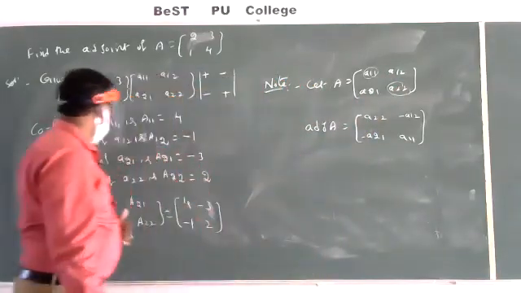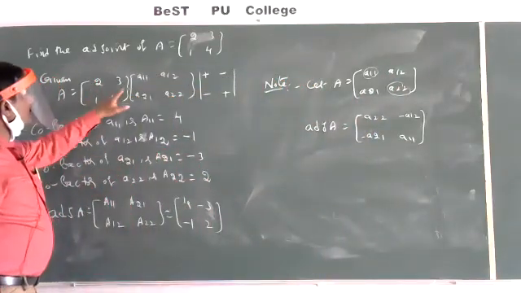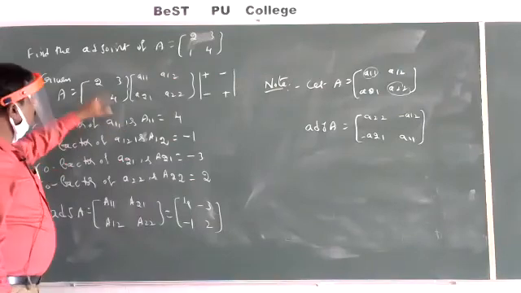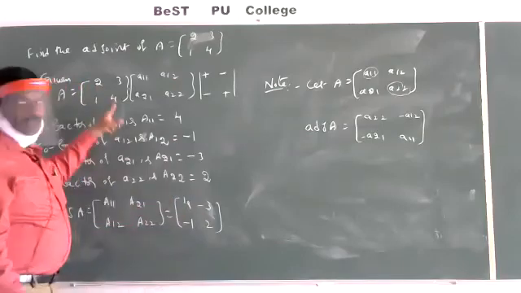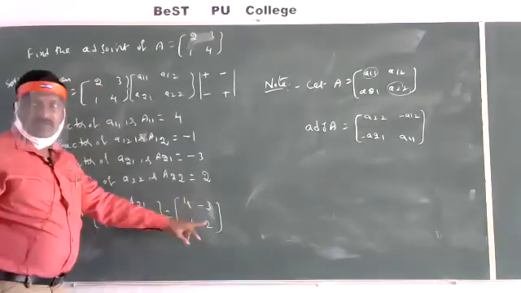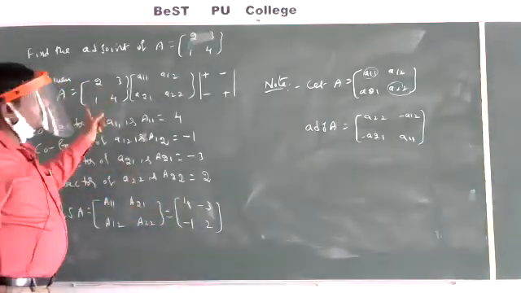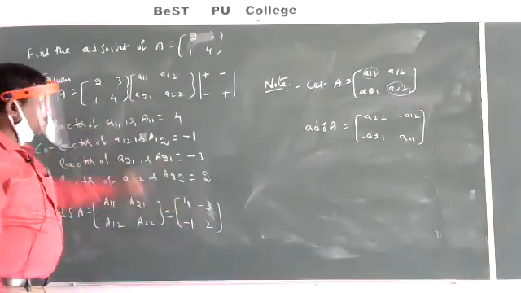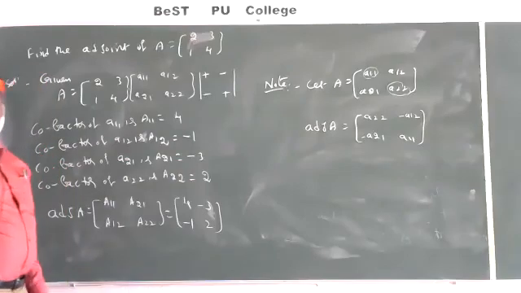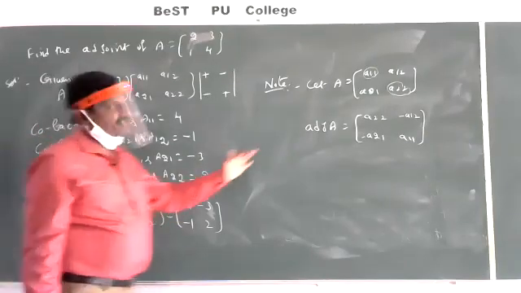Now observe your answer. The matrix is 2, 3, 1, 4. Change the principal diagonal elements: here 2 and 4 are there, it becomes 4 and 2. Change the sign for the secondary diagonal elements: here 3 is there, minus 3; here 1 is there, minus 1. For a 2 by 2 matrix, we can directly write adjoint A.